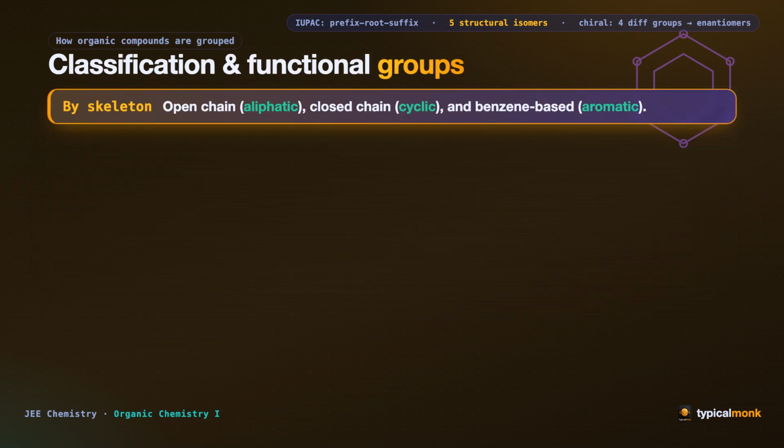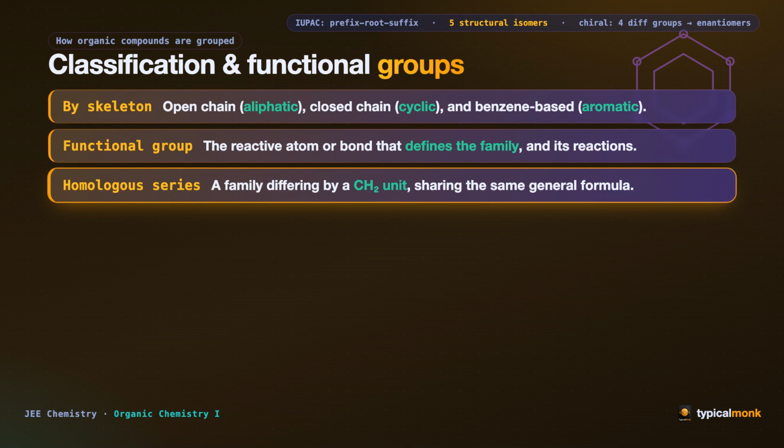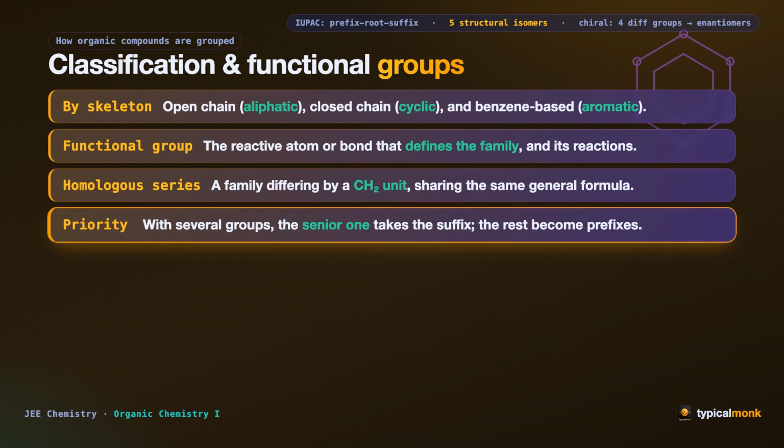Now, how organic compounds are grouped. By skeleton, open chain, which is aliphatic, closed chain, which is cyclic, and benzene-based, which is aromatic. The functional group. It is the reactive atom or bond that defines the family and all its reactions. Homologous series, a family whose members differ by a CH2 unit and share the same general formula. Priority. When several groups are present, the senior one takes a suffix and the rest become prefixes.